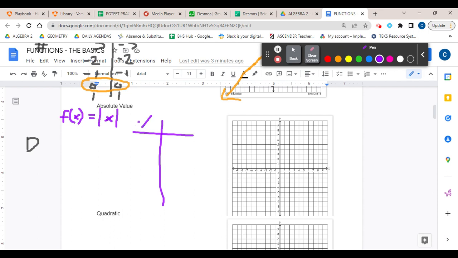So we have x and f of x. Again, it says f of x is equal to absolute value of x. Okay, so if our input x is -3, our output is going to be the absolute value of -3, which is 3. If our input is -2, our output is going to be +2 because we're taking the absolute value of x.